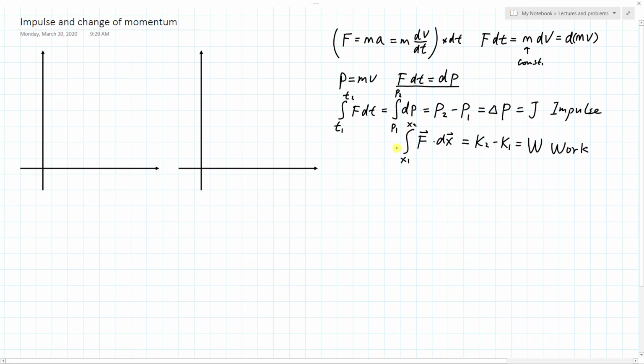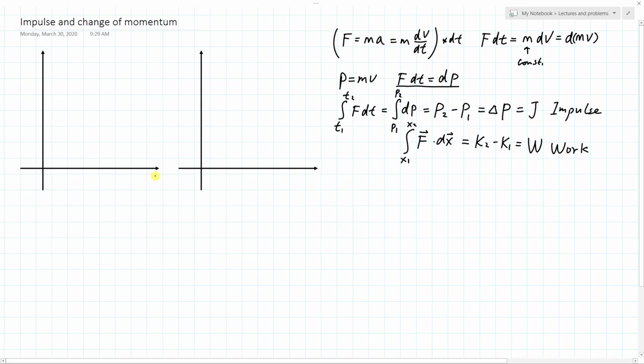Let's take a look at an application. Say for example, we have a contact force, maybe a bat hitting a ball, or a passenger hitting an airbag. What happens here is the force will not be a constant force. As the objects hit each other, they will deform and then bounce off. So the force ramps up and comes down.